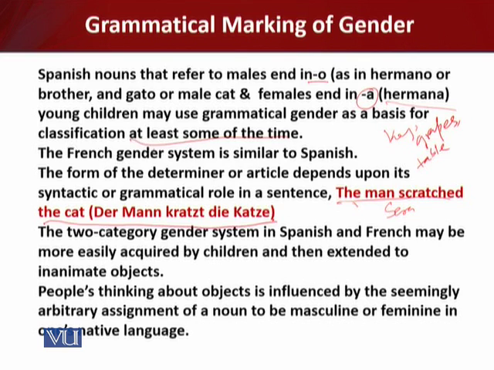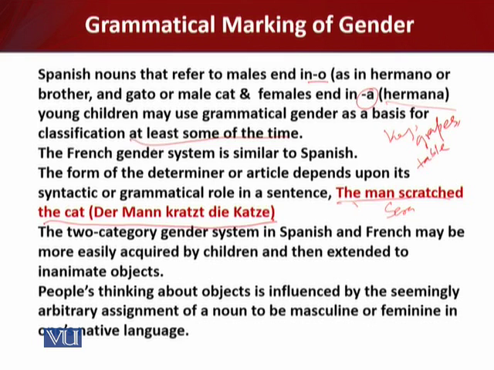Now, in the study, the experimenters told the children that they were thinking about making a movie. They presented objects to children and asked them whether each should have a woman's or a man's voice in the movie. Spanish and French-speaking children were more likely to assign voices on the basis of grammatical gender than English-speaking children. In contrast, German-speaking children were not as influenced by grammatical gender. The authors suggest that the two-category gender system in Spanish and French may be more easily acquired by children and then extended to inanimate objects.